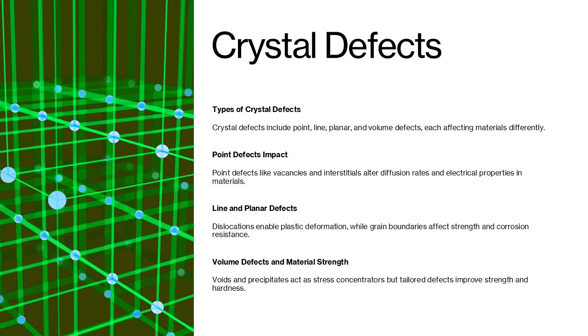While defects may seem undesirable, they are essential for tailoring material properties. For example, controlling dislocation density through work hardening increases strength, and introducing precipitates via heat treatment enhances hardness. Understanding defects is vital for interpreting failure mechanisms and designing materials with optimal performance.